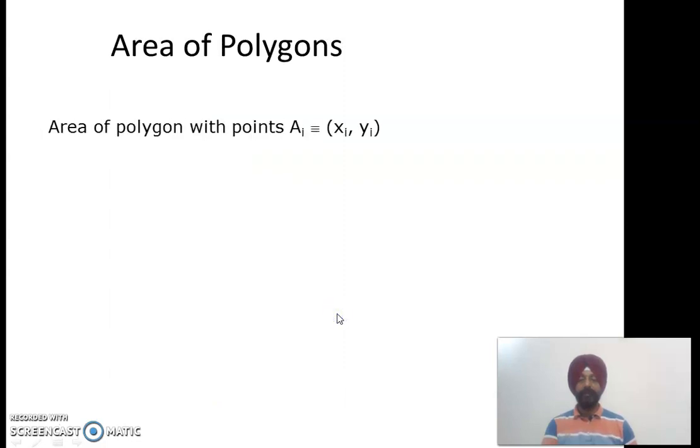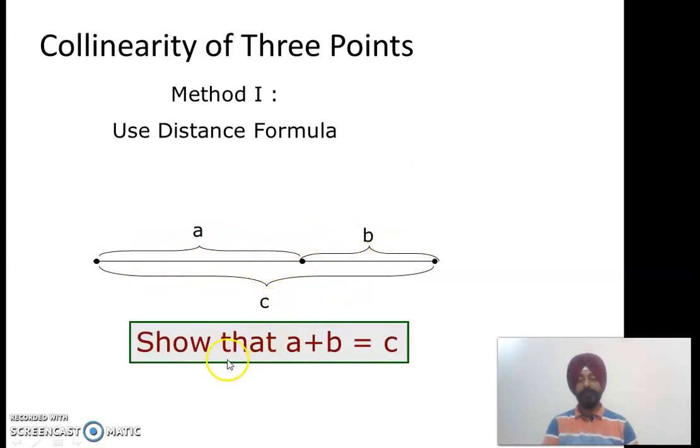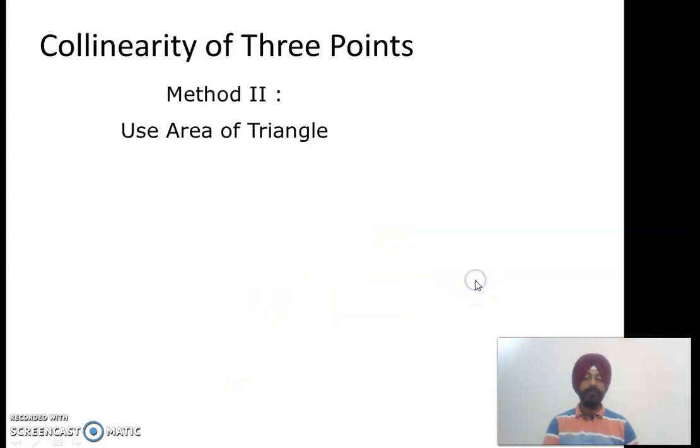Now the area of a polygon with points A_i (x_i, y_i), where i is from 1 to n. Polygon means the number of sides is not limited; n sides are there. Next, use the distance formula for collinearity of 3 points. 3 points are said to be collinear if the distance AB plus the distance BC is equal to the distance AC. So show that AB plus BC is equal to AC.